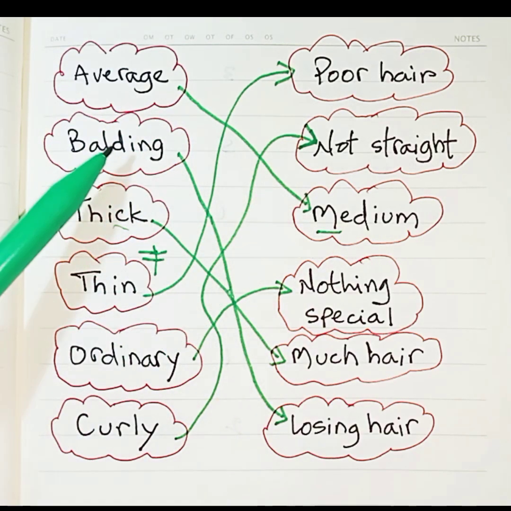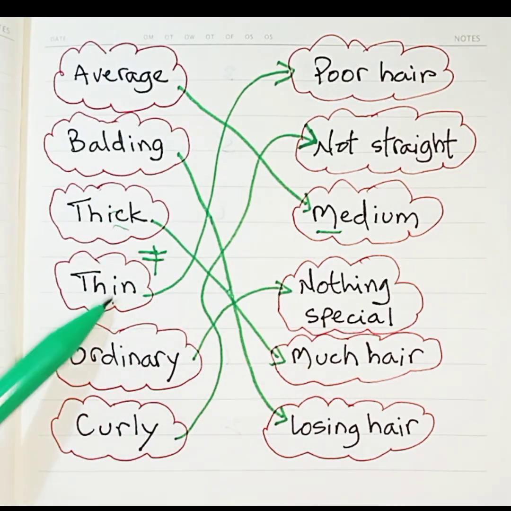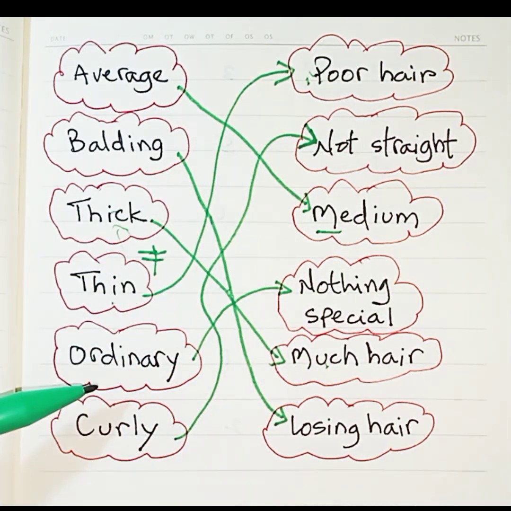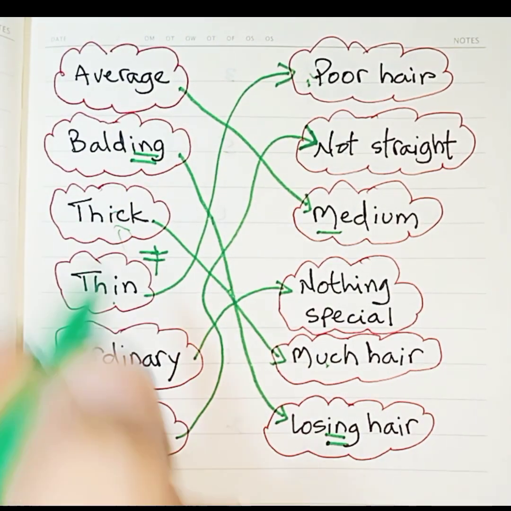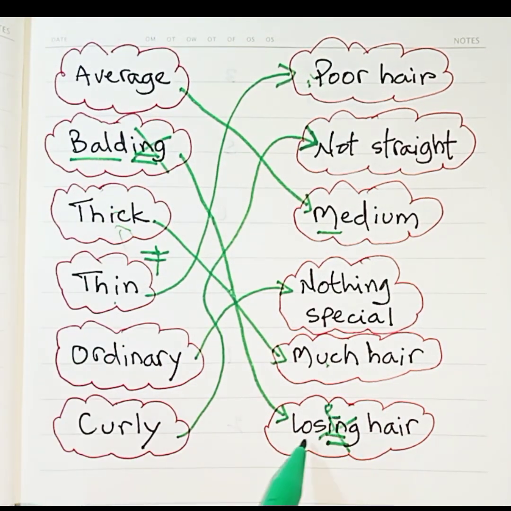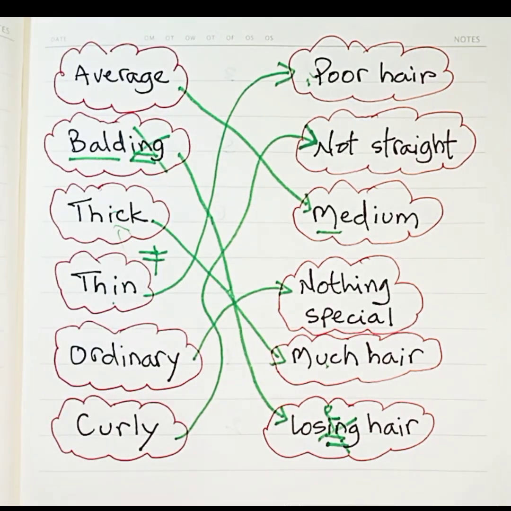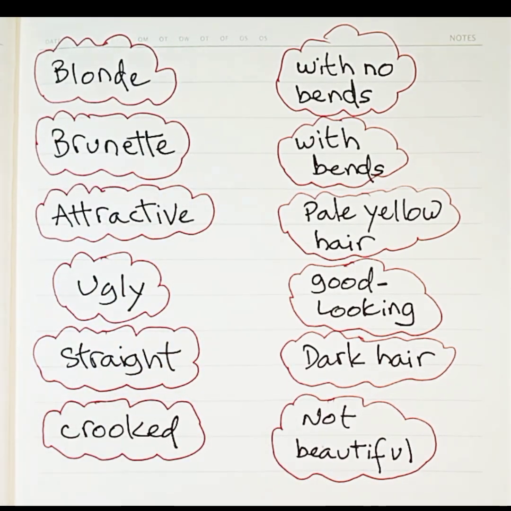So average, medium, balding, losing hair, thick, much hair, thin, poor hair. They are opposites. Ordinary, nothing special. Curly is not straight. Notice there is ing, so the other side must be ing too. So balding, losing. Whenever there's ing, it means the other side must be ing too.